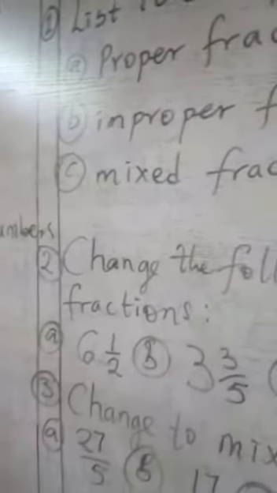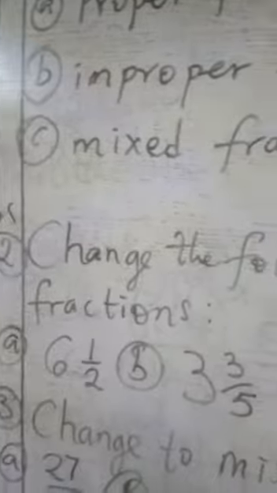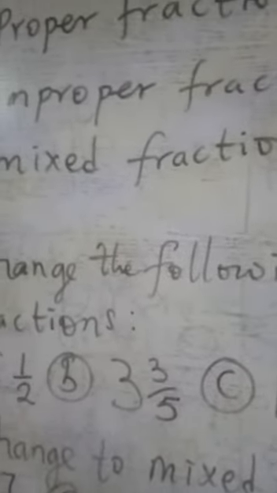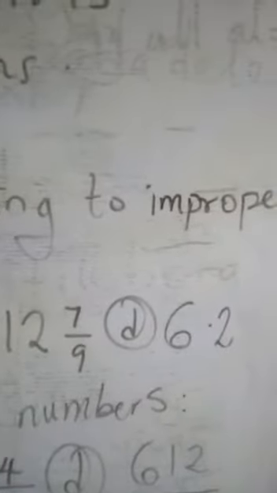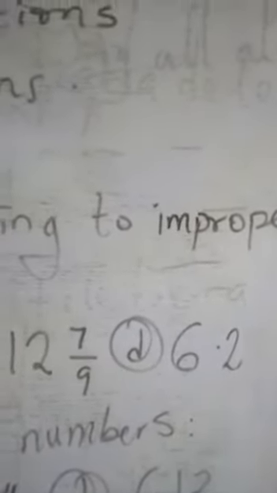While the second question, number 2, is to change the following to improper fractions. That means they must be in mixed numbers to change them to improper fractions, like what we did the other time. So the first question is 6 5 over 8, and this next one is 3 over 5, and this one is 12 7 over 9. While the last option there is 6 2. Wow, did you just see that? That's a challenge unto you. You should be able to do that.